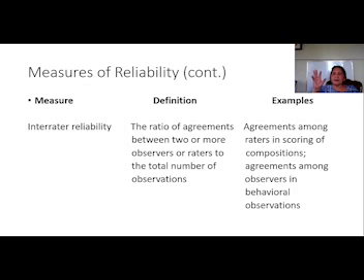Examples, agreements among raters in scoring of compositions, yan. Mga essay-essay na yan. O kaya, pinasulat mo ng short story. Competition yan. Tatlong napakagandang short stories ang naisulat. Tatlo rin ang nagre-rate. Okay, pareho ba ang ratings namin? No? Okay. Agreements among observers in behavioral observations.